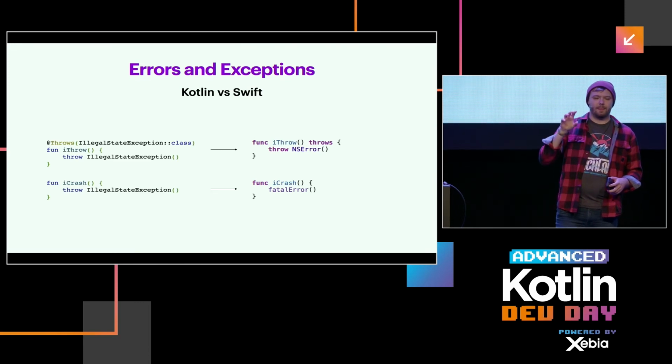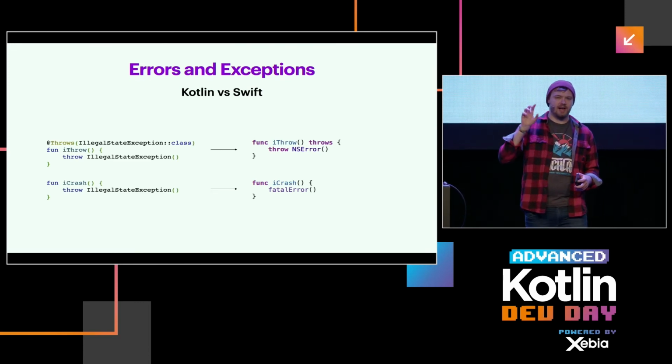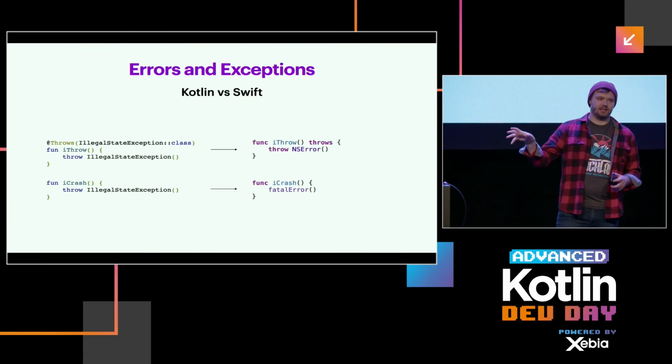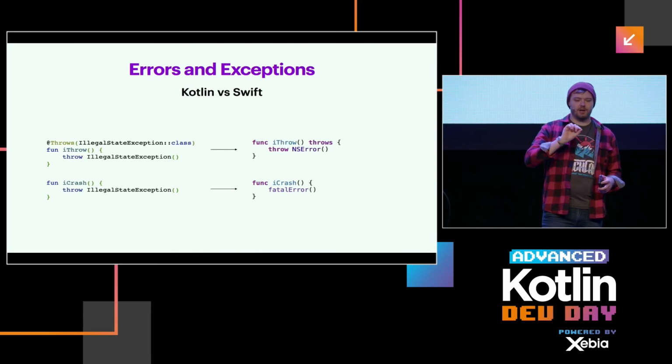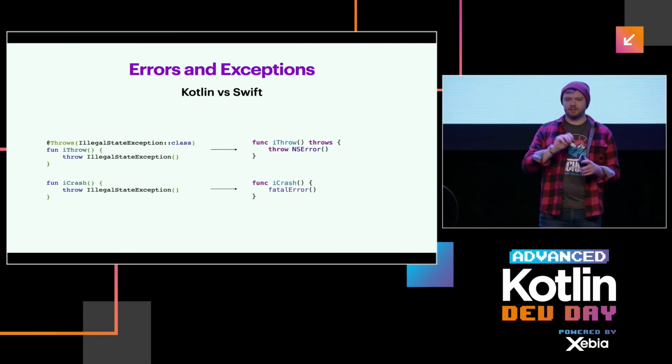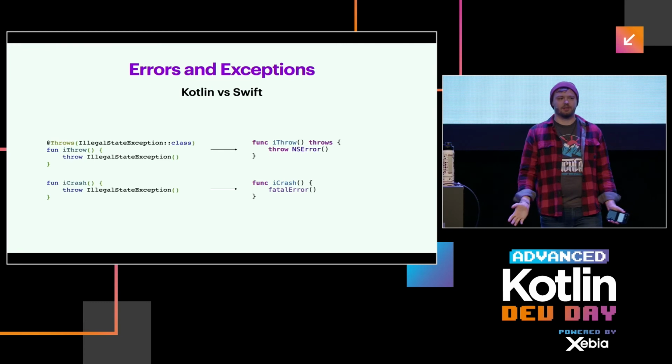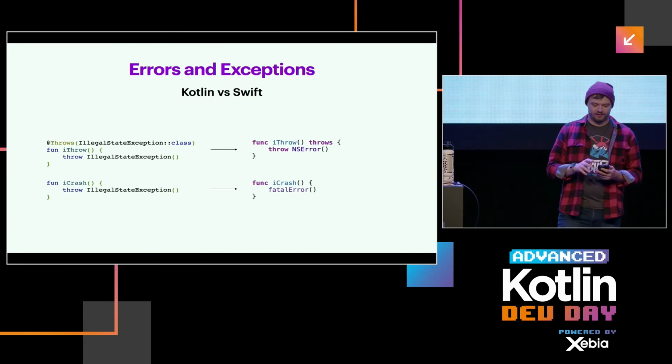So make sure that every time you want to handle exceptions on the iOS side thrown from the Kotlin side, you have the @Throws annotation. Even though there's no such thing as checked exceptions in Kotlin, they kind of are when translating to native iOS.